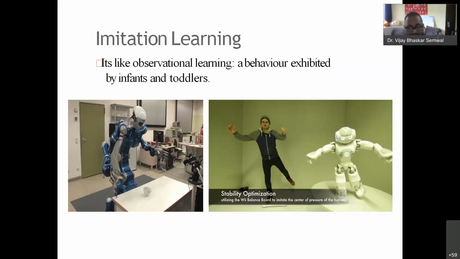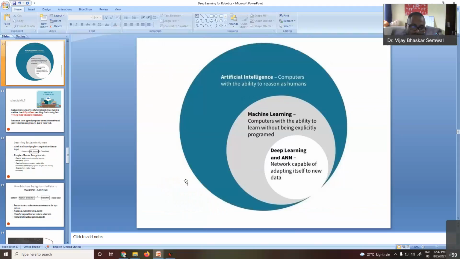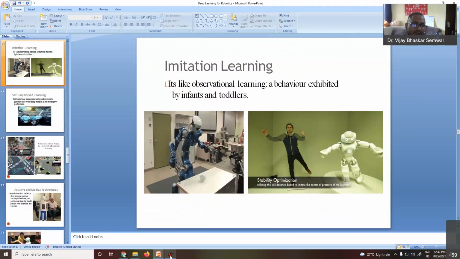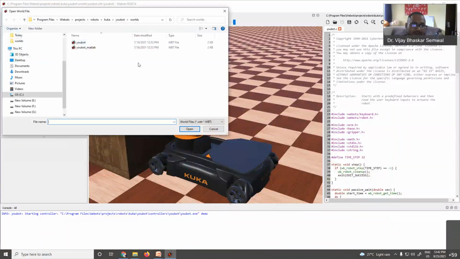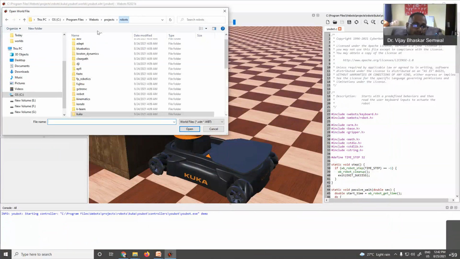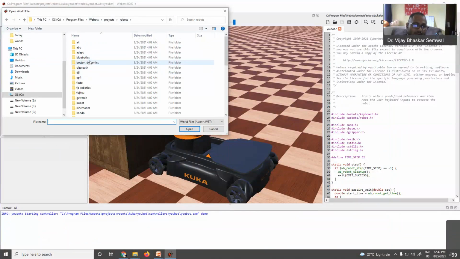Imitation learning, that's very important. Like a dance: for dance, you have to copy the steps. If a person is dancing, you also have to dance. So I can show the video. One Honda robot is here. Maybe I will be able to get that robot.